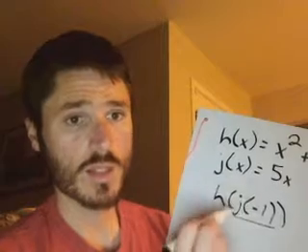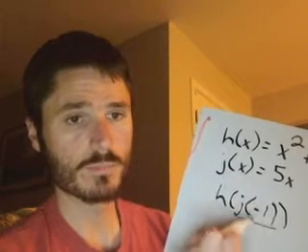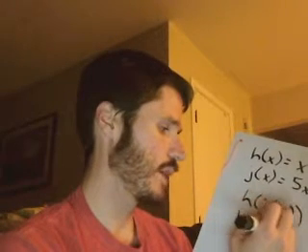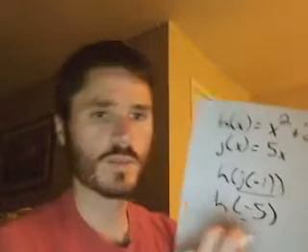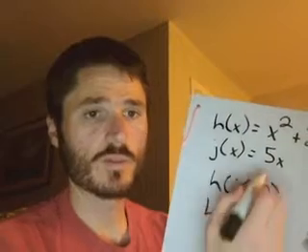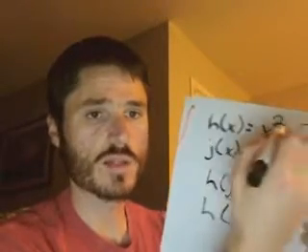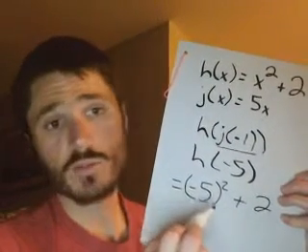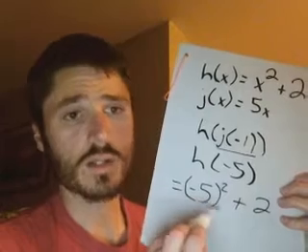So I'm just going to replace this part of the expression right here with -5. So it would be h of -5. Okay? H of -5. Well, what does this mean? This means I'm going to plug in -5 in for x in the h of x equation. So h of -5, well, that's equal to (-5) squared plus 2. Okay? Notice I put parentheses around the -5 just to indicate that we're squaring a negative number.